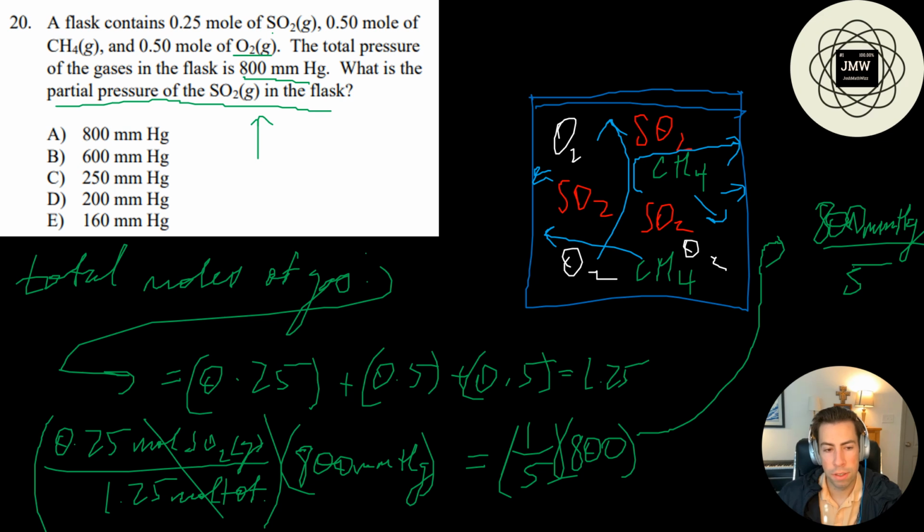And I know that this, therefore, has to be, oh shoot, what is 80 divided by 5? I'm thinking 160. Yeah, because 160 plus, yes, it is 160. All right, so it's going to be 160 millimeters of mercury for the partial pressure, and that is the answer. Answer choice E. Yeah, that's the correct answer.